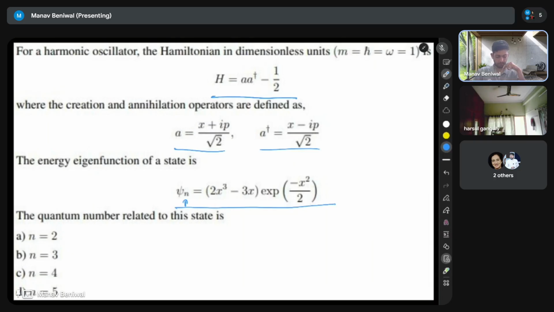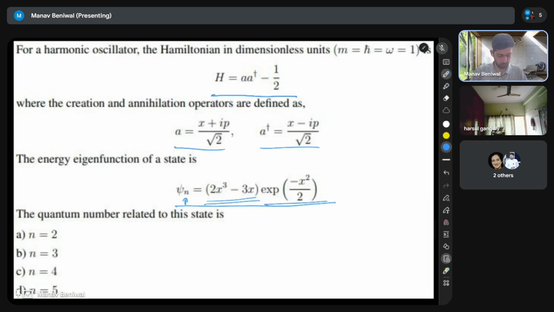Now, if you see this pre-exponent, and if you know that for a harmonic oscillator this pre-exponent is a Hermite polynomial, then you can directly guess the answer just by looking at its form. Otherwise, we can also solve this. So let me tell you both.